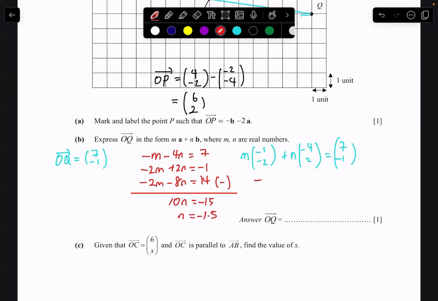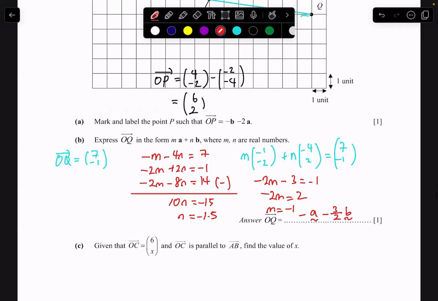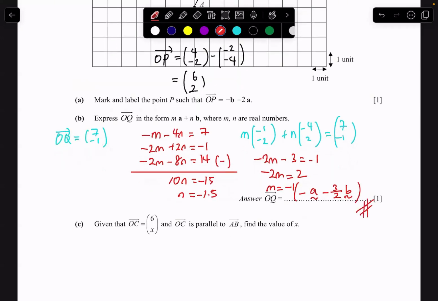So negative 2M minus 3 equals negative 1, so negative 2M equals 2, M equals negative 1. So OQ equals negative A, negative 3 over 2 B. Answer.